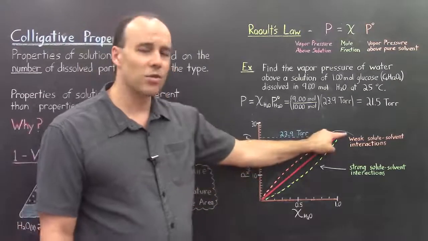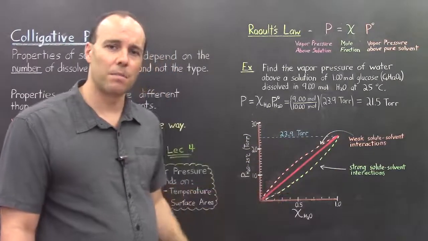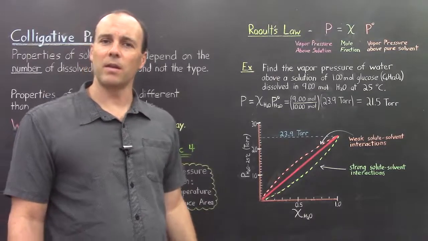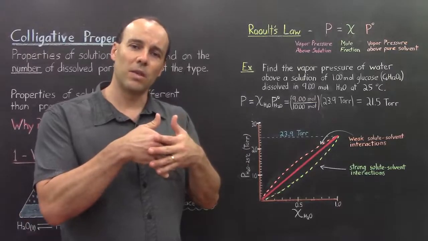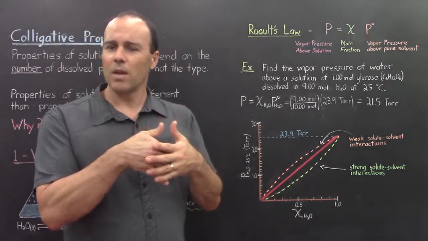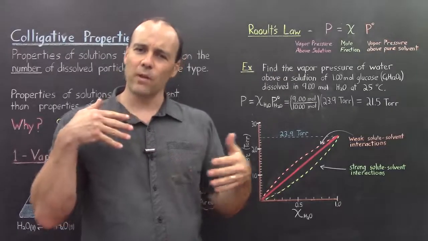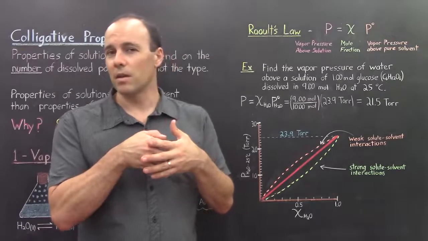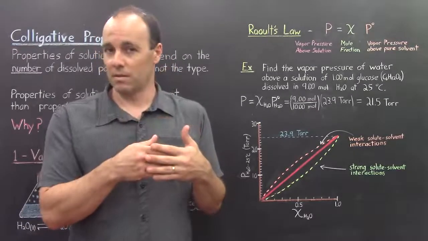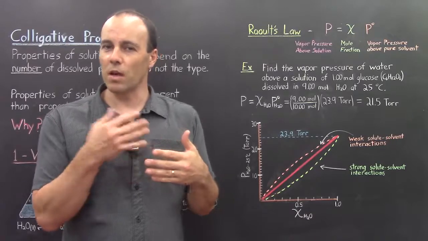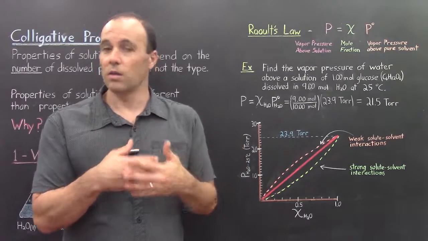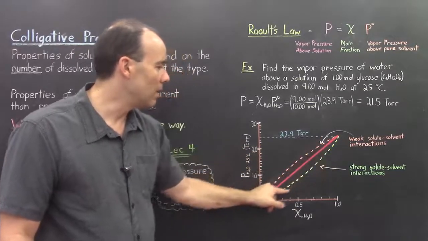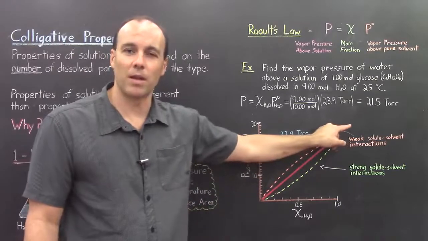Now, what are these dashed lines above and below the solid pink line? Well, those are deviations from Raoult's law depending on the strength of the interaction between solute and solvent. Suppose the solute particles have very strong interactions with the solvent particles. They would prevent the solvent from vaporizing. So if the interactions between solute and solvent are strong, the solvent will not want to vaporize. And the vapor pressure would be less than what Raoult's law predicts.